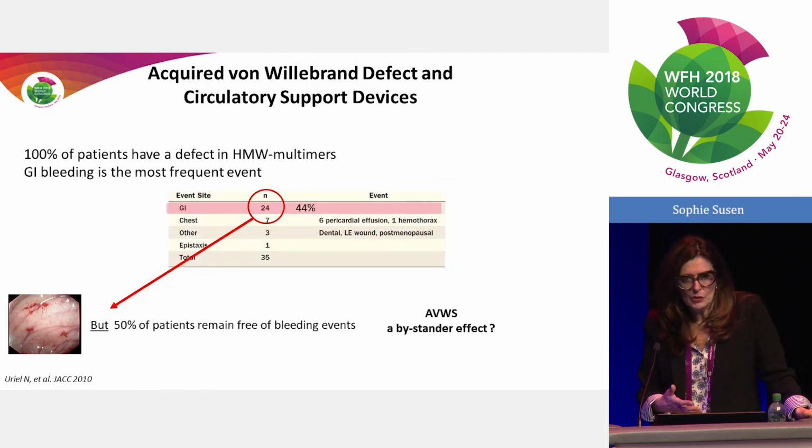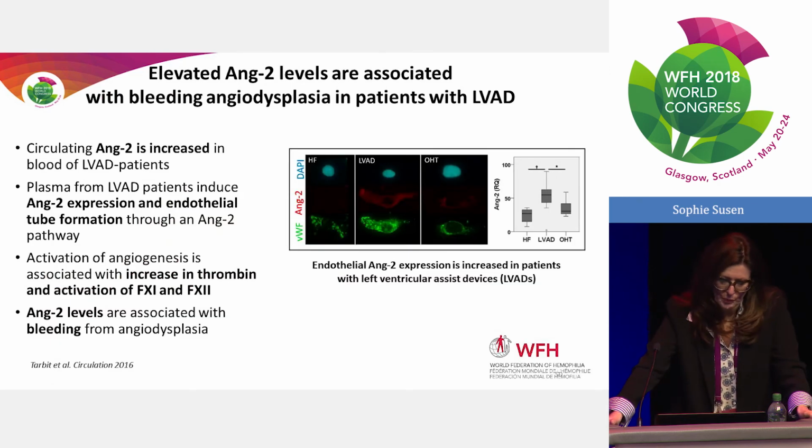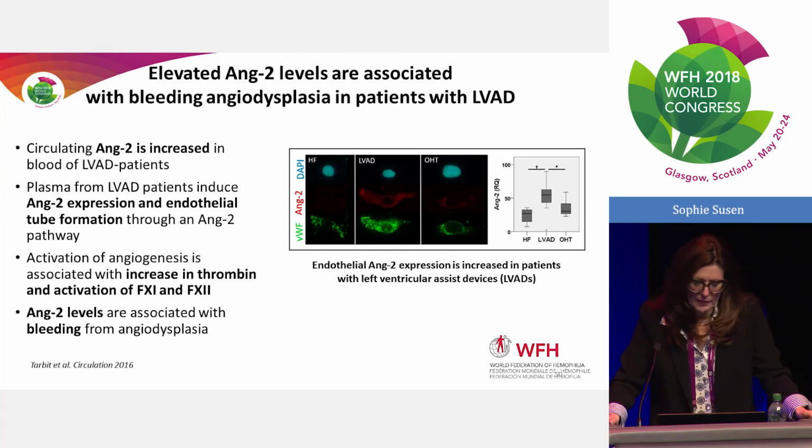Because one of the questions in patients with aortic stenosis or mechanical circulatory support with LVAD is that they all have loss of high molecular weight multimers, but they do not all bleed. Only part of them are bleeding. And so the recurrent question is whether acquired von Willebrand syndrome is a bystander effect. And to go with the ANG2 hypothesis, a very important paper was published two years ago, deciphering the role of ANG2 in angiodysplasia associated with patients with mechanical circulatory support.